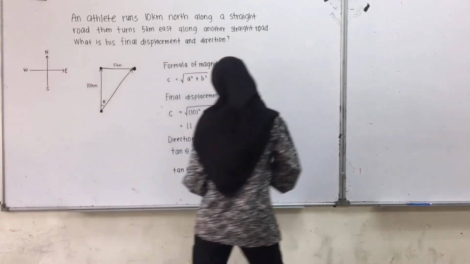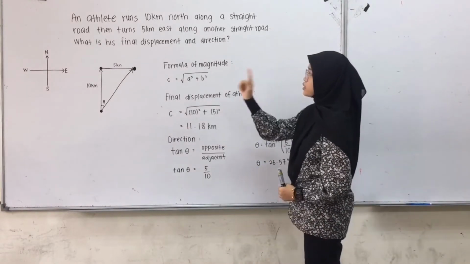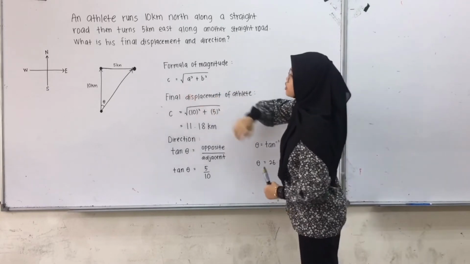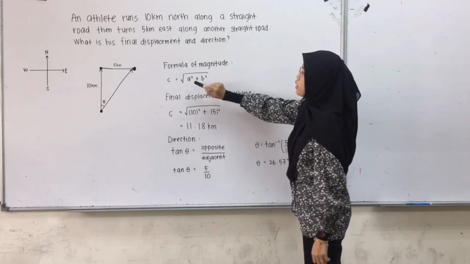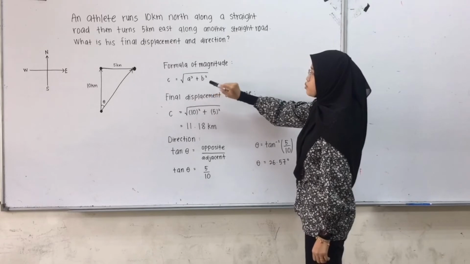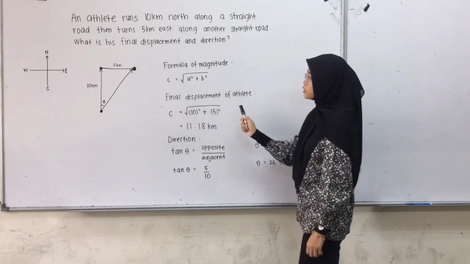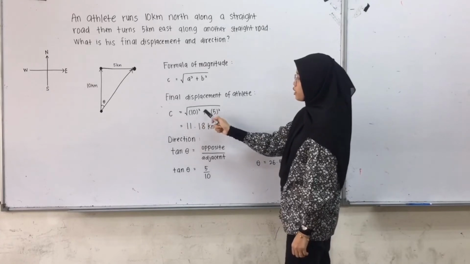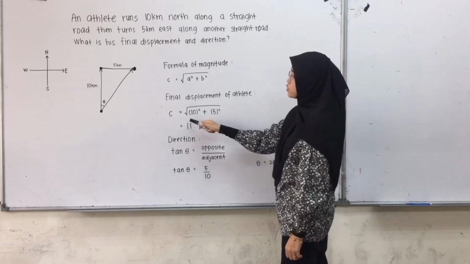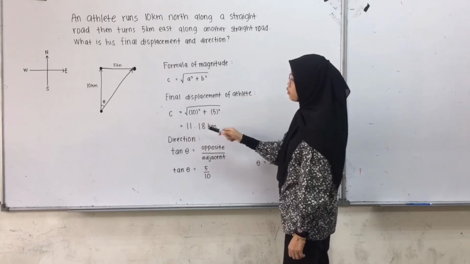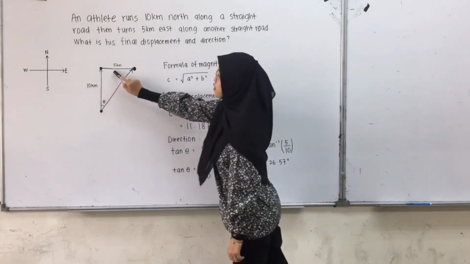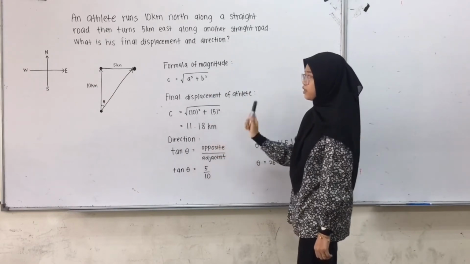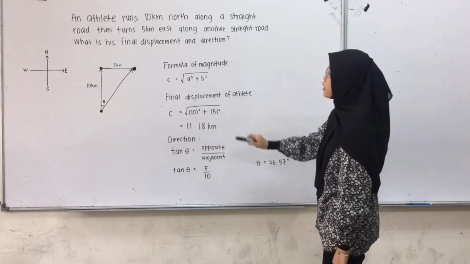From this triangle, we're going to find his final displacement using the formula of magnitude, which is C equals the square root of A squared plus B squared. So we just substitute the values, C equals the square root of 10 squared plus 5 squared. Then we press the calculator, and we get 11.18 kilometers. That is his final displacement.